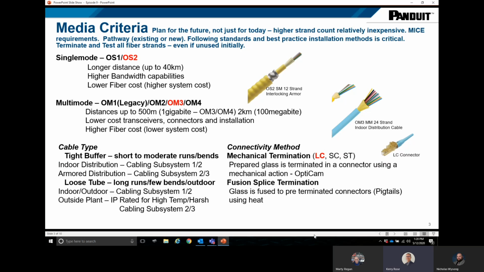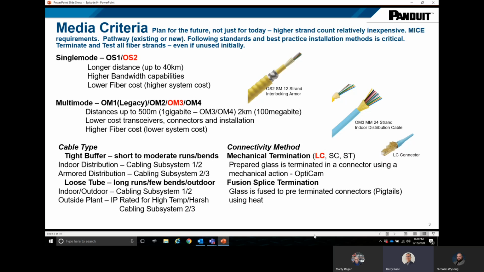There are two basic termination methods: mechanical and fusion splice terminations. The preferred connector being used today is the LC connector, the latching connector. The LC connector with a small form factor supports high density distribution of fiber. It also works well on small industrial switches. There are two termination methods, though. We have mechanical, which is where we actually are abutting two pieces of glass together within the connector and mechanically connecting them, and fusion splicing, where we use a tool that will actually arc and melt the glass together. In this case, we're connecting to pigtails.